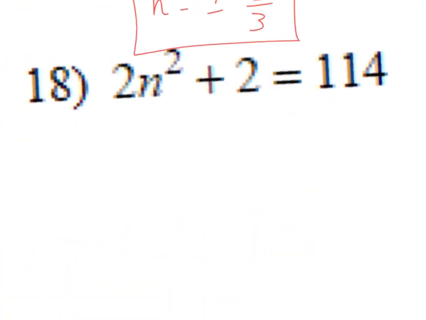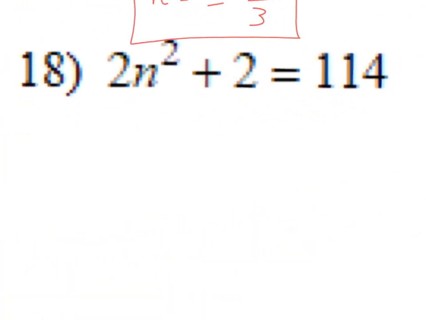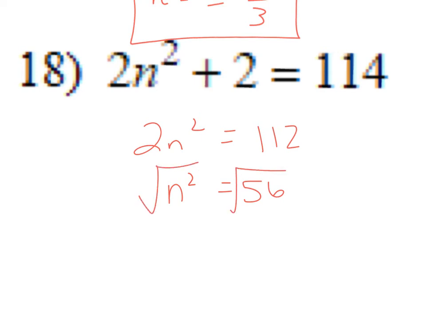Okay, so on this next one here, I'm going to subtract the 12 over and get 2n squared equals 112. I'm going to go ahead and divide that by 2 and get n squared equals 56. And now I'm going to square root both sides.